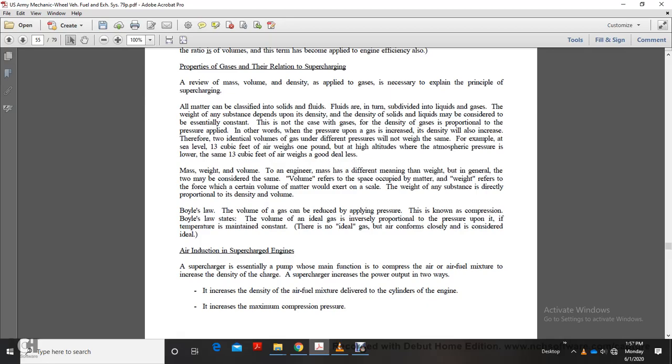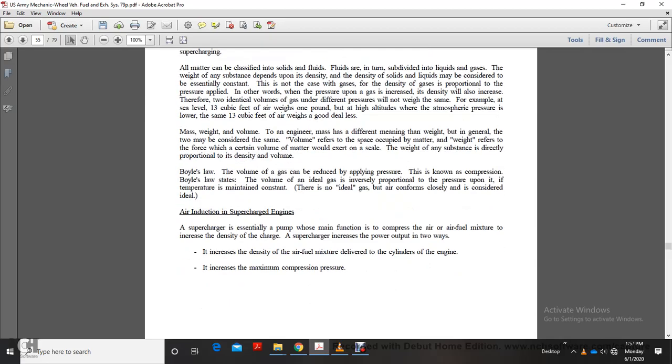The density of the gas is proportional to the pressure applied. In other words, as the pressure of the gas increases, the density will also increase. Two identical volumes of the gas under different pressure will not weigh the same. For example, at sea level 13 cubic feet of air weighs 1 pound, but at high altitudes, atmospheric pressure is lower, and the same 13 cubic feet of air weighs a good deal less.